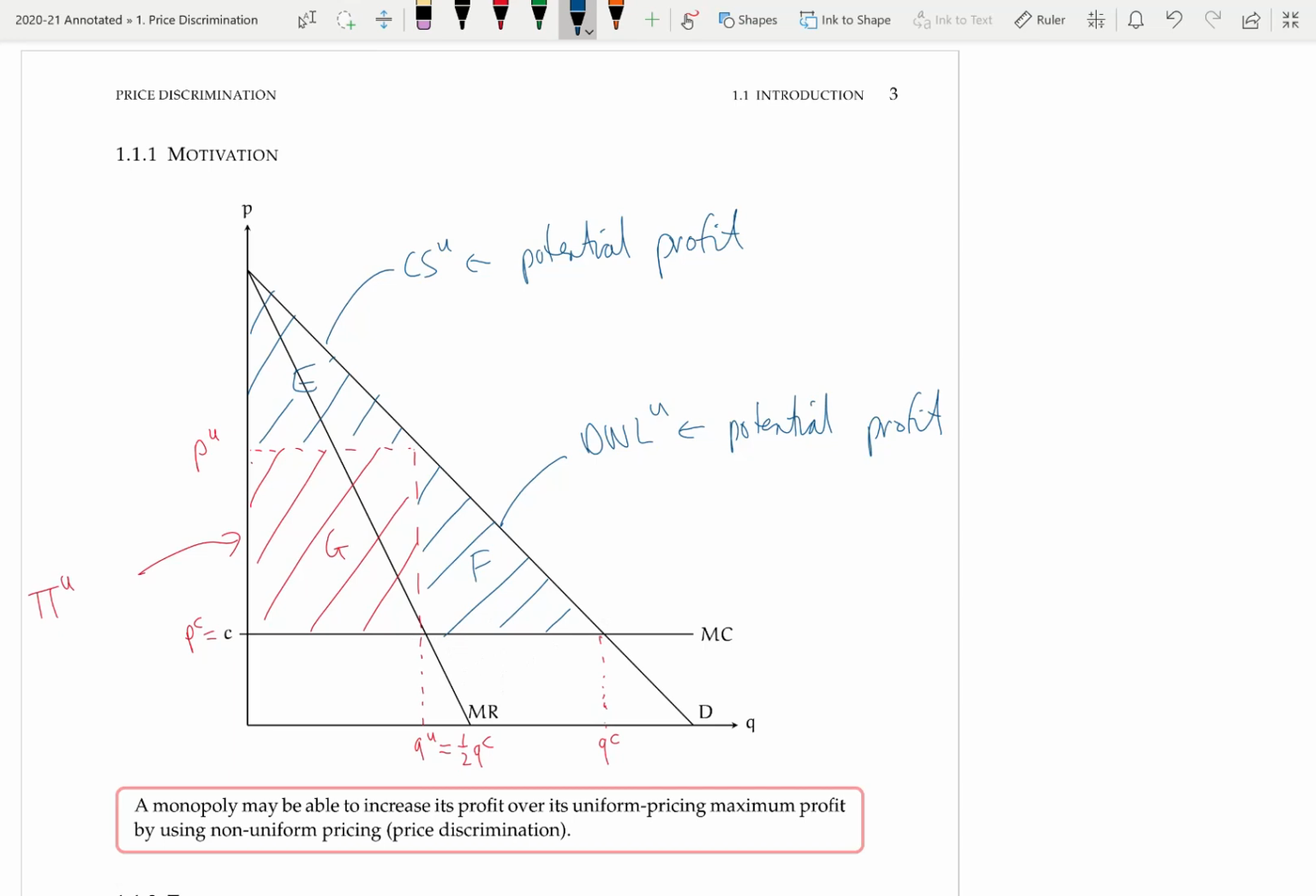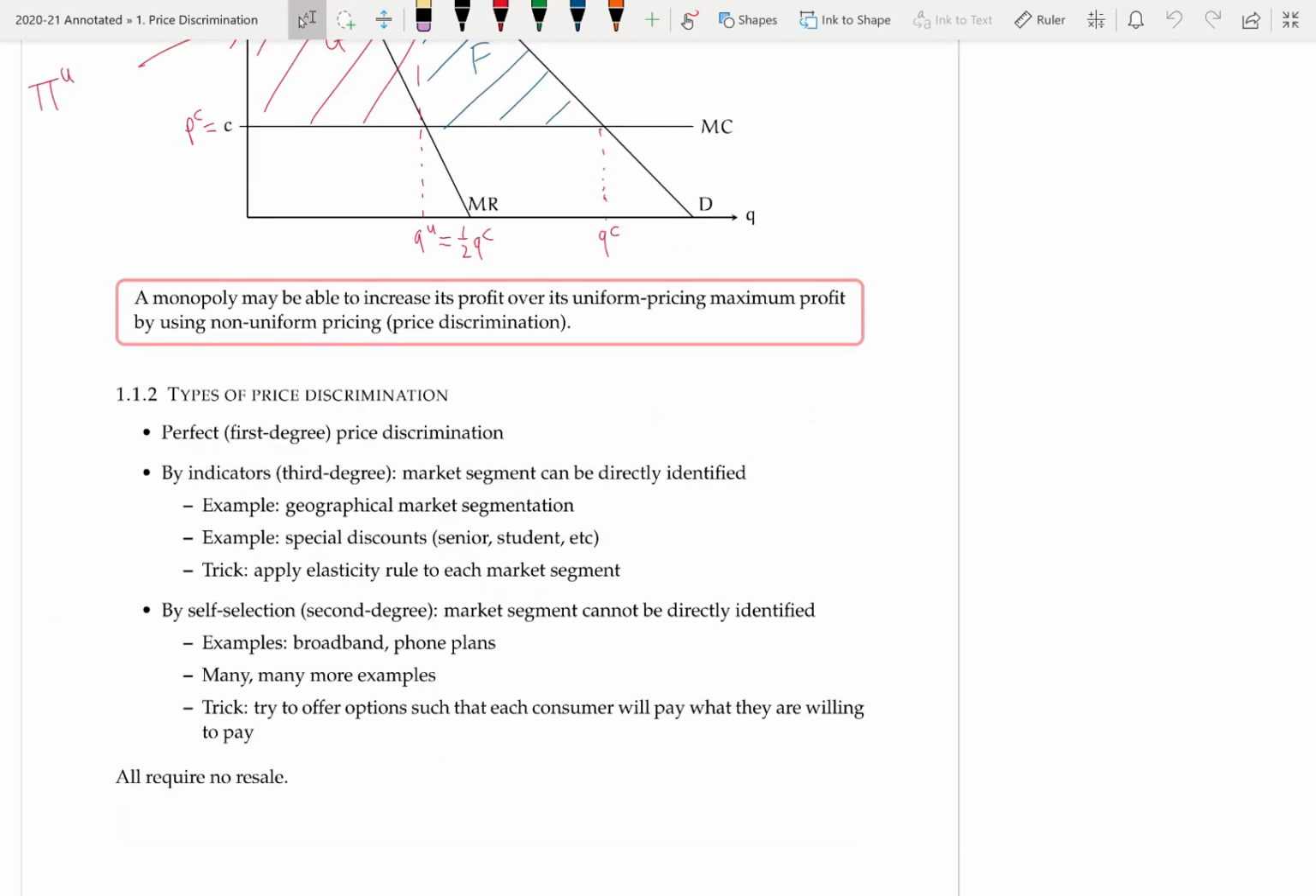So what we've seen is that a uniform pricing monopolist is losing out on potential profit, these areas E and F. And by charging different prices for different units, potentially they could increase their profit. So the monopolist would like to charge more for these units than it's charging under uniform pricing, and it would like to charge less for these units than it does under uniform pricing, so it could sell these units as well as these units. So what we found is that a monopoly may be able to increase its profit over uniform pricing by using non-uniform pricing, price discrimination.